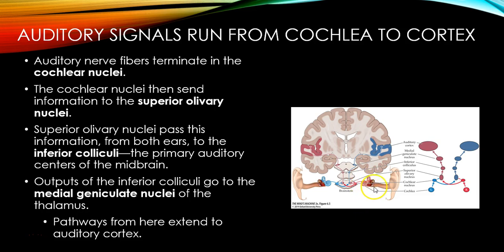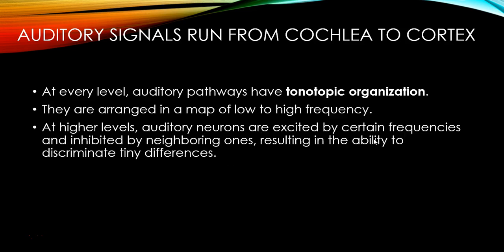So from the ear, from the cochlea to the cochlear nuclei, at this point information crosses to the opposite side, then up to the superior olivary nucleus, then to the inferior colliculus in the midbrain, then to the medial geniculate nucleus of the thalamus, and then finally to the temporal lobe in what we call auditory cortex. At every level, our auditory pathways have a tonotopic organization in that they're arranged in a map of low to high frequencies. And at higher levels, the auditory neurons are excited by certain frequencies and inhibited by neighboring ones. So that gives us the ability to discriminate and to hear tiny differences in sound.